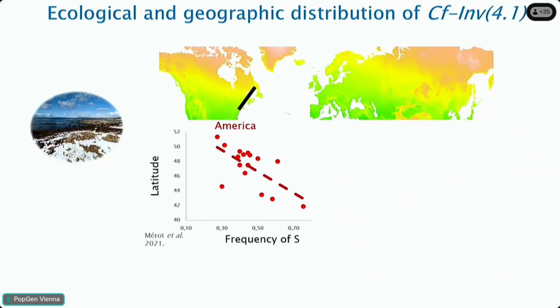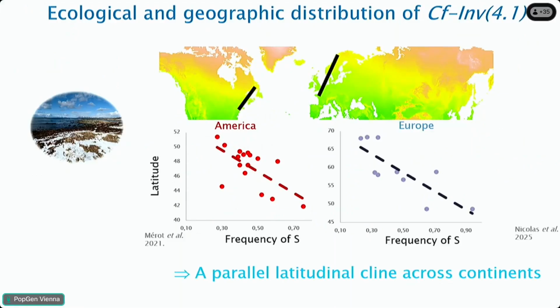What we knew is that the frequency of this inversion was varying along a latitudinal cline. We call the arrangement S; it is more frequent in the south and more rare in the north. We call the other arrangement N, like north. Leah looked at European populations, and she found the same cline, so making really parallel clines in terms of association.